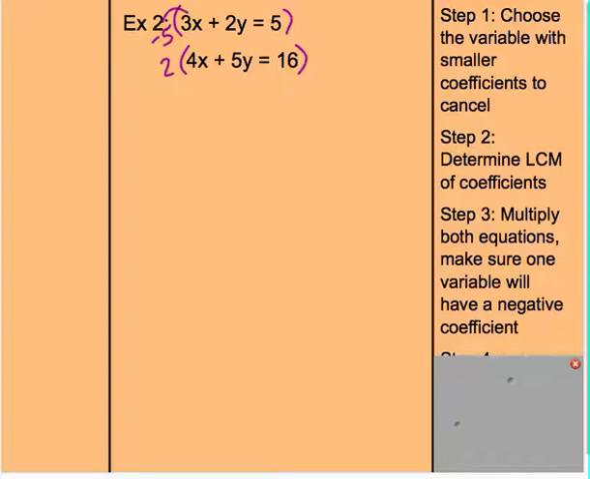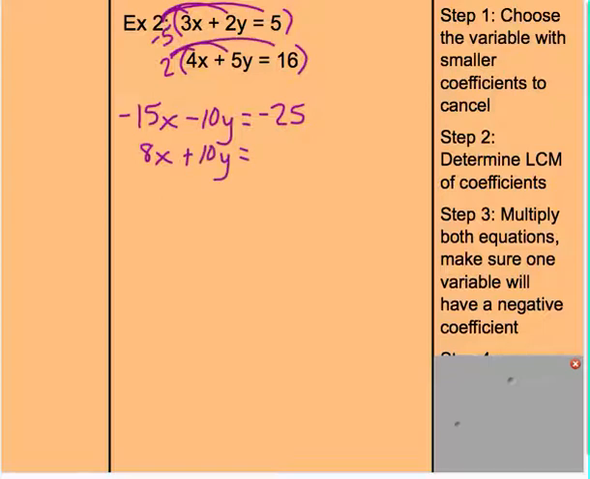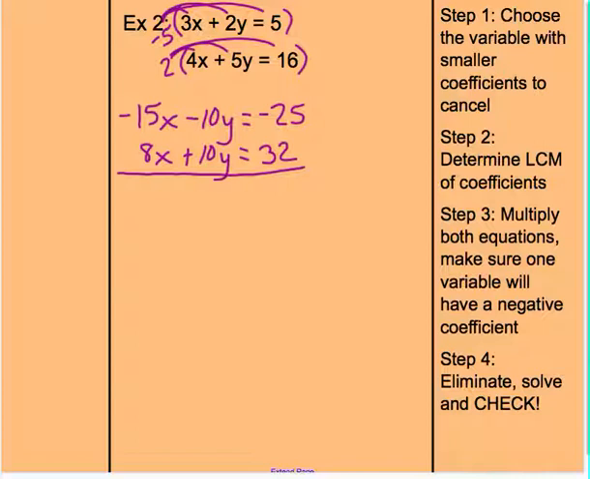Distributing to my first equation, I get -15x minus 10y, and multiplying over to my constant as well, I get -25. Second equation, 2 times 4x is 8x, 2 times 5y is positive 10y, and multiplying all the way over to my 16, I get 32. So now I am going to eliminate, solve, and check my answer. Adding my equations together, I get negative 7x. My y's cancel, and 32 minus 25 is 7. Dividing both sides by negative 7, I get x equals negative 1.